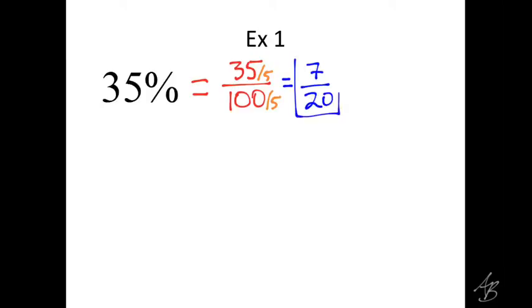So our first example, 35%. Since 35% means 35 out of 100, how can I write this as a fraction? What goes on top? 35. What goes on the bottom? 100. Now what do I need to do? If I can, reduce. Can I reduce by 2? Can I reduce by 5? Yes. Reduce by 5. 35 divided by 5 is 7. 100 divided by 5 is 20.